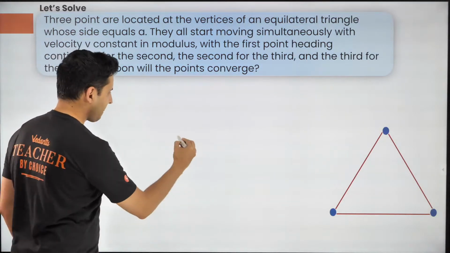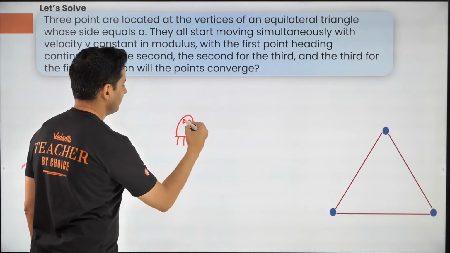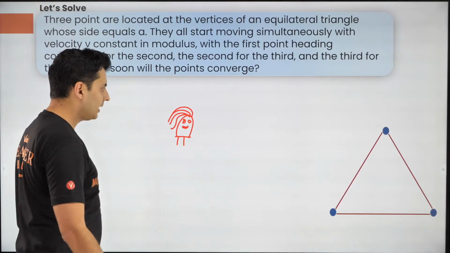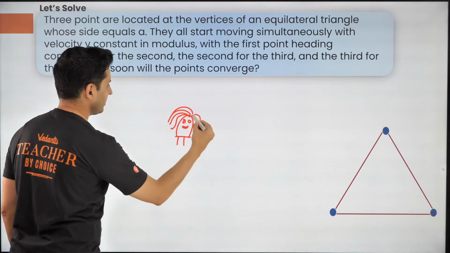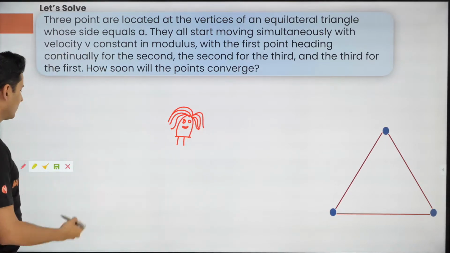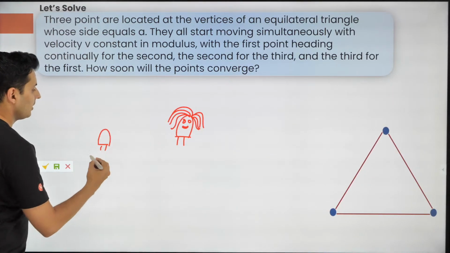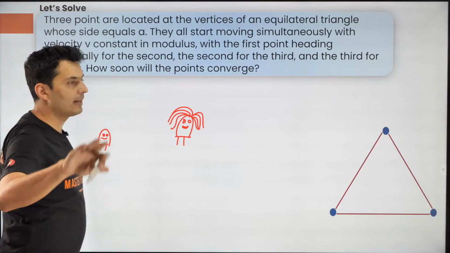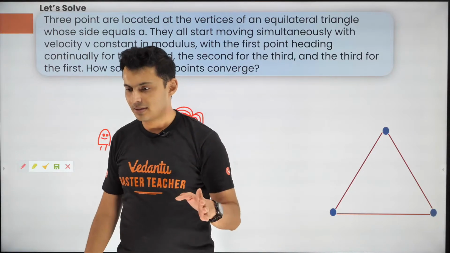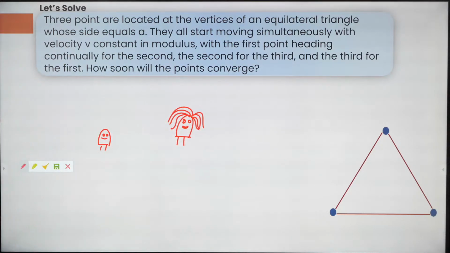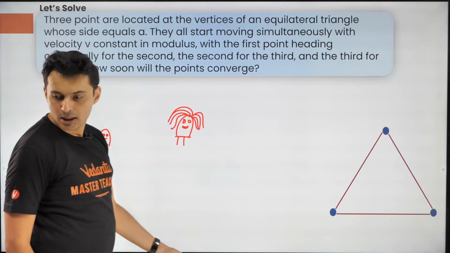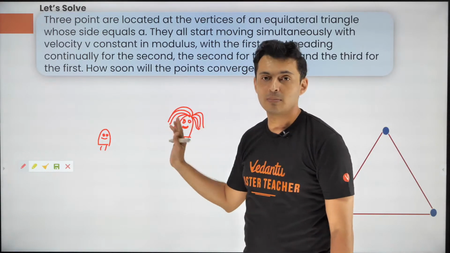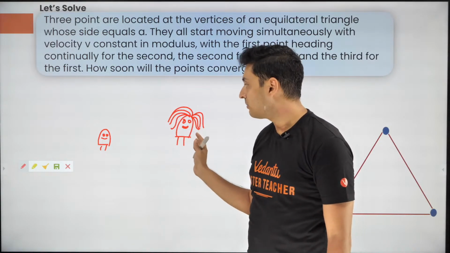Just imagine. This is Champa. Okay, let's draw her hair beautifully. This is Champa and this is Pandu. Now Pandu has been given only one aim in life, and Pandu's aim is to just follow Champa. That's it.